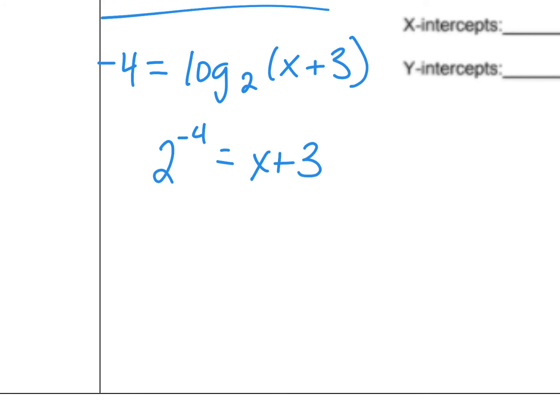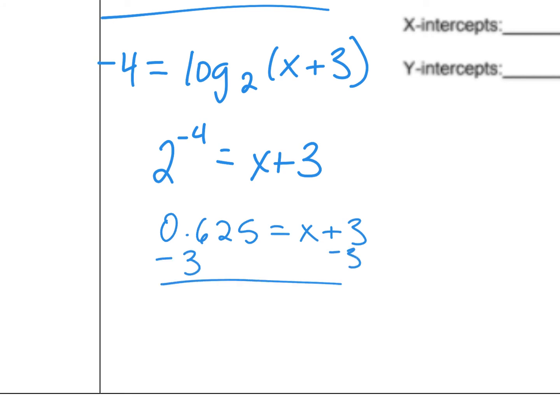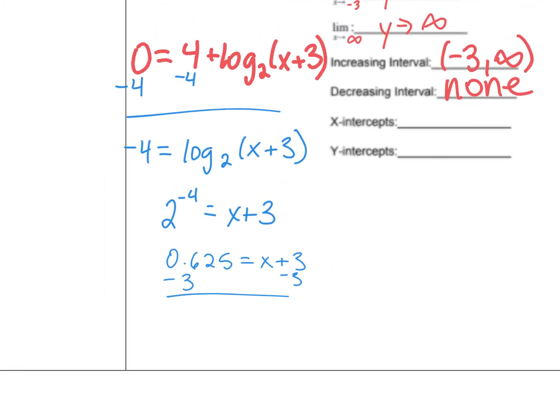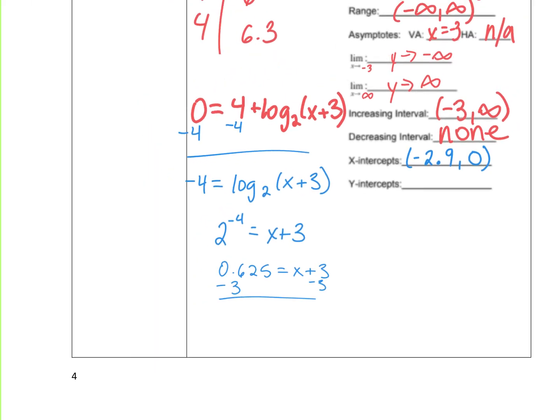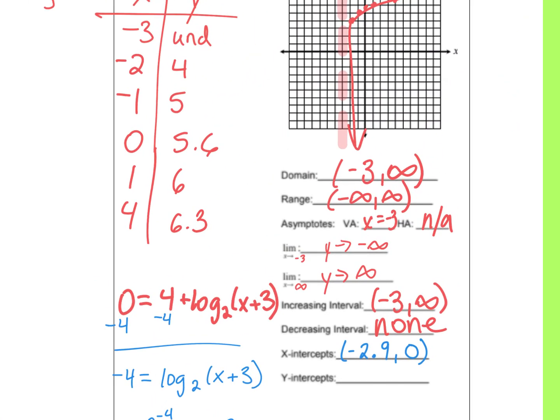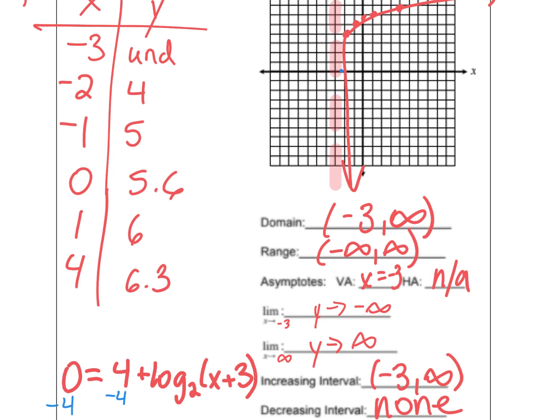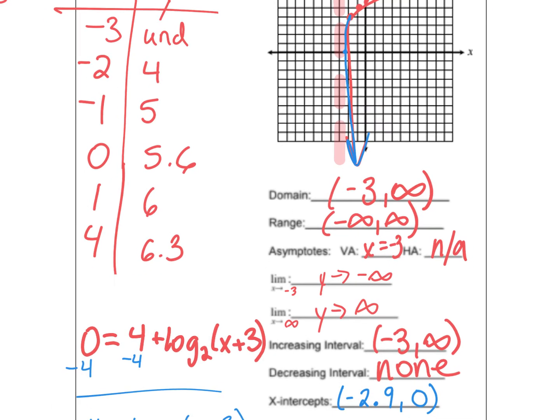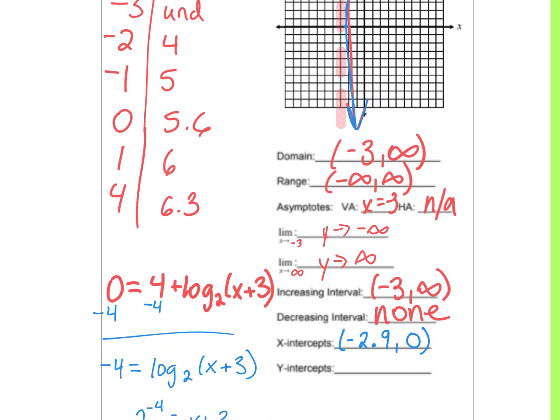Now we just solve it. So what is 2 to the negative 4th? 0.0625 equals x plus 3. And now we just need to subtract 3. What is 0.0625 minus 3? Okay, we'll just call it negative 2.9 comma 0. That is my x-intercept. And if I go back up here and try to plot negative 2.9, it's going to be close to this asymptote. So yeah, it looks like my graph's going through that. So I did that right.